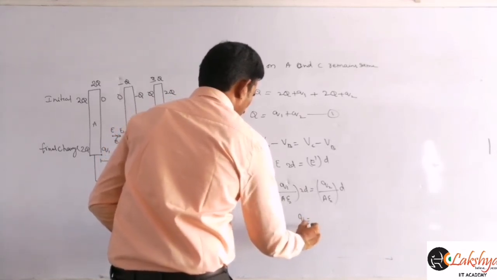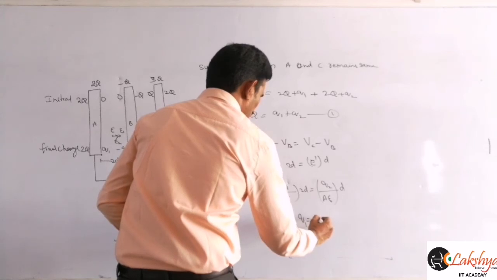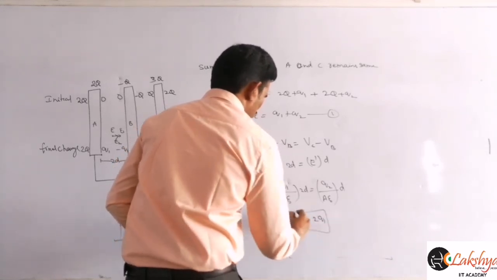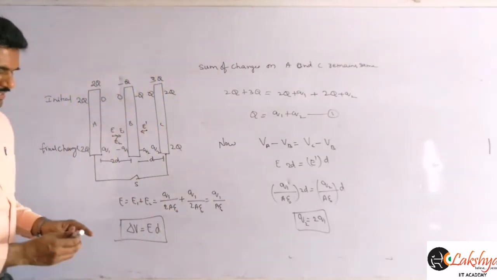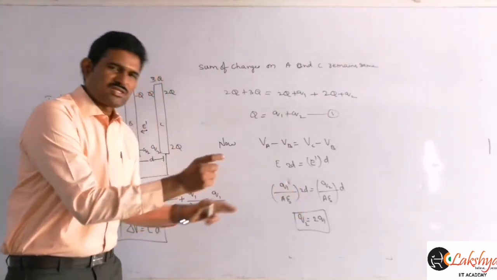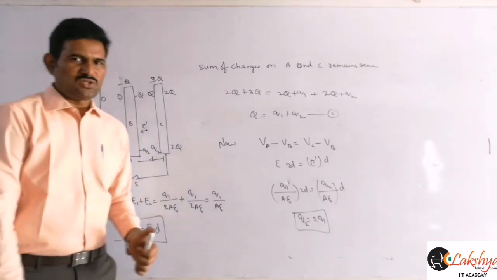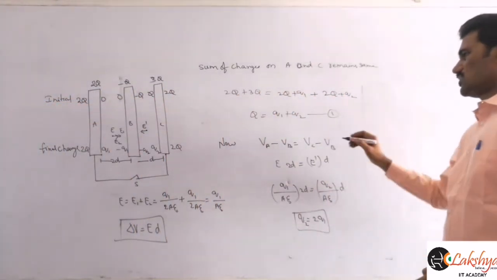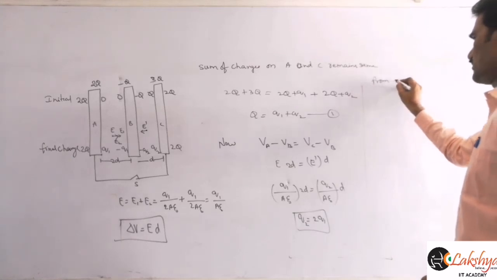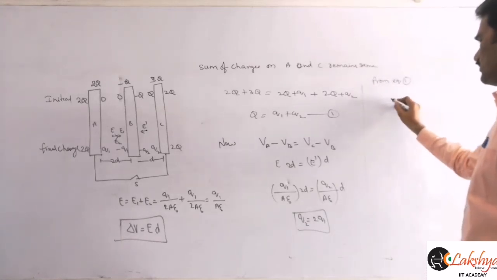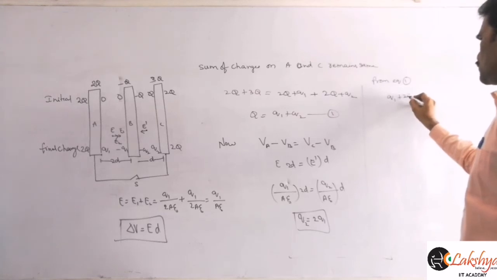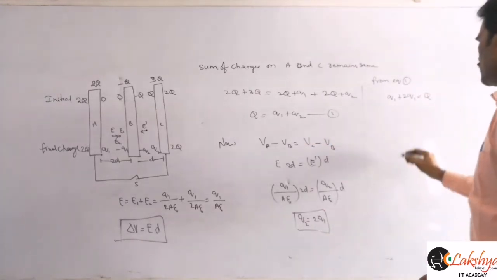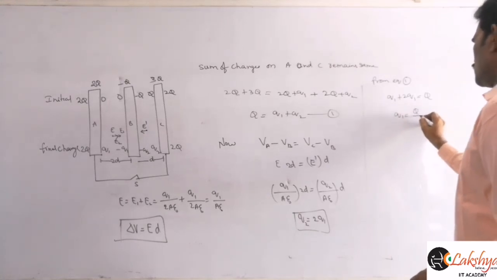So I can write this relation as Q2 is equal to 2Q1. That means sigma by epsilon naught into whatever the distance between those two plates is there, that distance we need to write here, right? And so now this is another relation. From equation 1, what we can write is Q1 plus 2Q1 is equal to Q. That means instead of Q2 I am substituting this value 2Q1. Therefore, Q1 is equal to Q by 3.